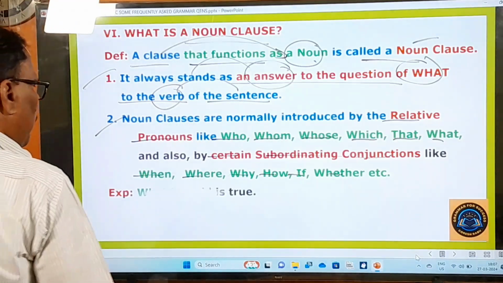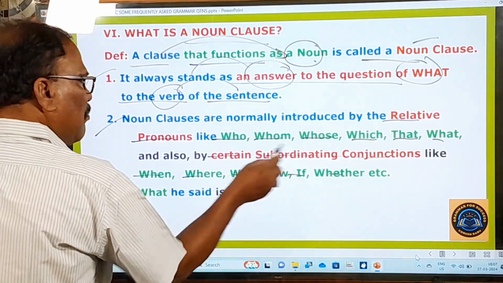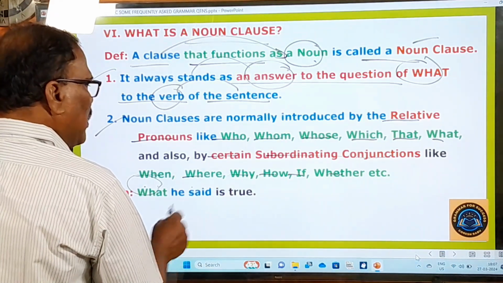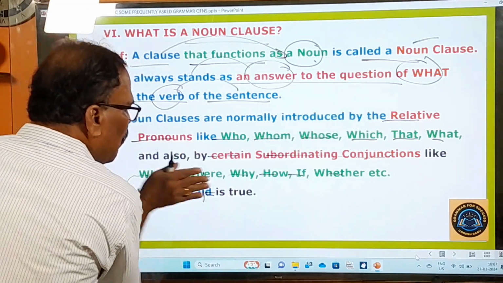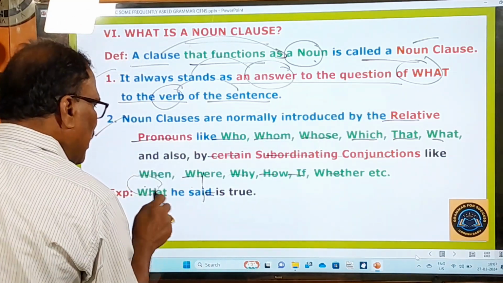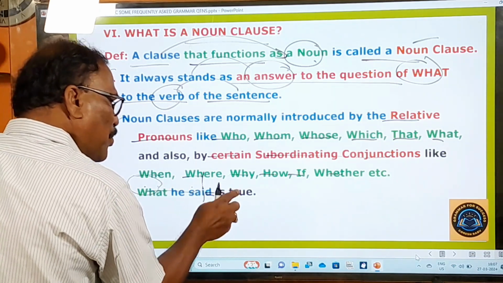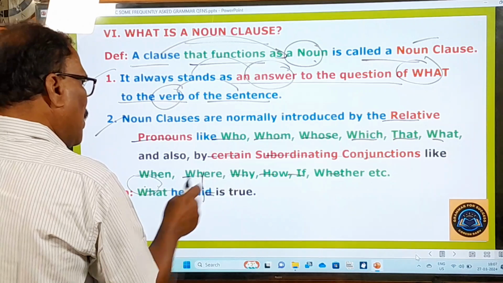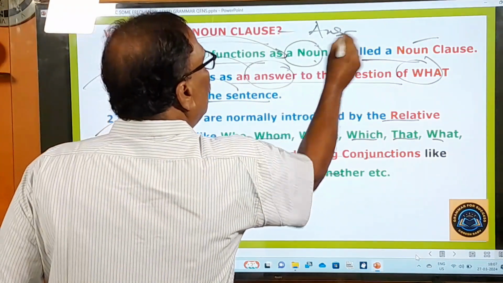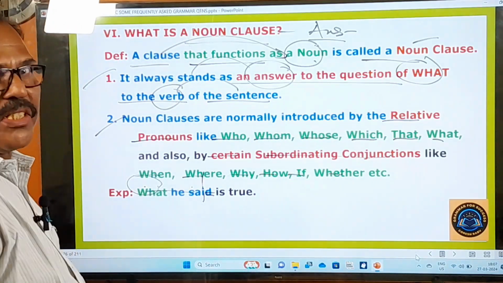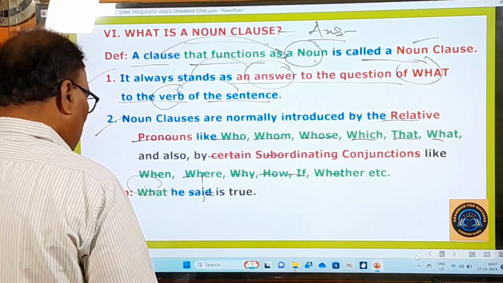And here, what he said is true. What is used here: what he said. So what is the verb here? Is. So you question the verb with what? What is true? What he said. This is standing as an answer to this question: what is true? What he said is true. So a noun clause will always stand as an answer to the question of what to the verb of that sentence. Right. What he said is true. What is true? What he said is true. And that is the noun clause.